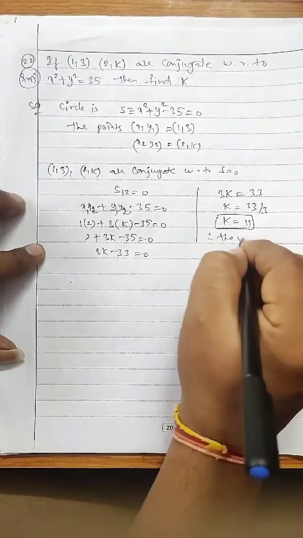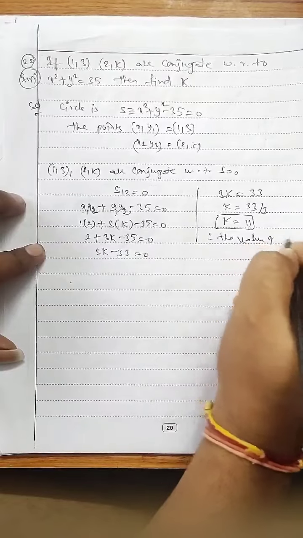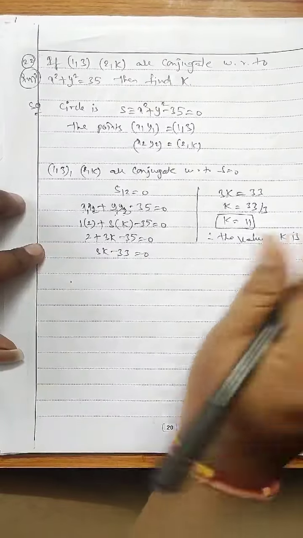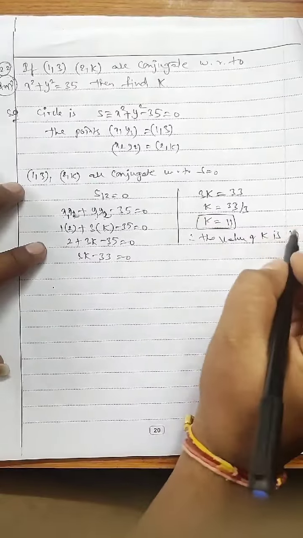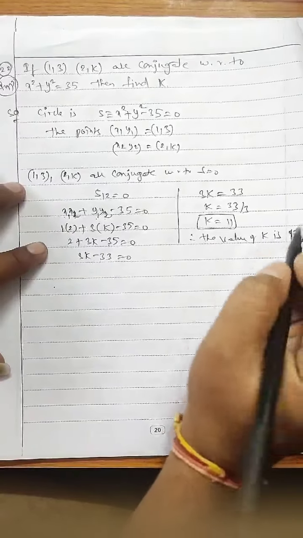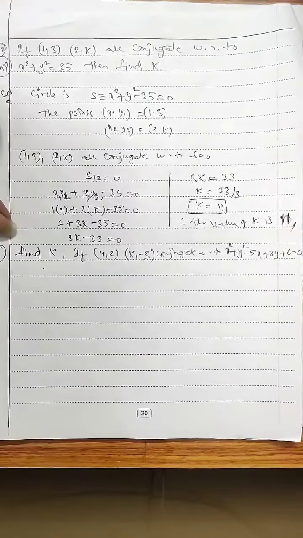Therefore the value of k is 11. This k is 11. Thank you.